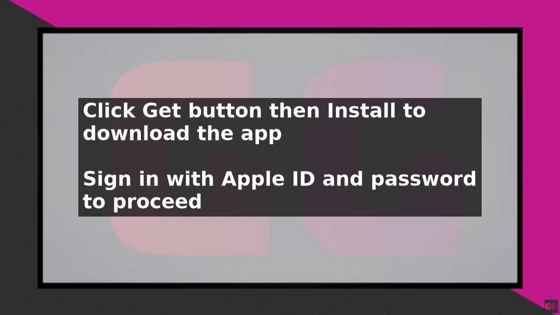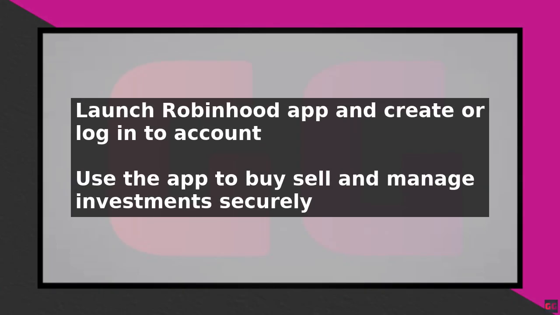If you do not have a Robinhood account, you will need to create one by following the on-screen instructions. If you already have an account, enter your login credentials to access the app. After logging in, you will be able to use the Robinhood app on your Mac to buy, sell, and manage your investments. Make sure to familiarize yourself with the app's features and settings to get the most out of it. Remember to always keep your account information and login credentials secure to protect your investments.